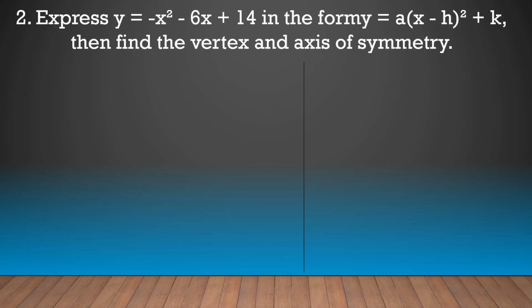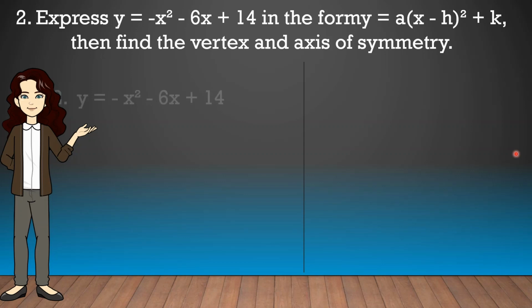Okay, our second example. Express y is equal to negative x squared minus 6x plus 14 in the form y is equal to a times the quantity of x minus h squared plus k. Then find the vertex and the axis of symmetry. So our given, y is equal to negative x squared minus 6x plus 14.